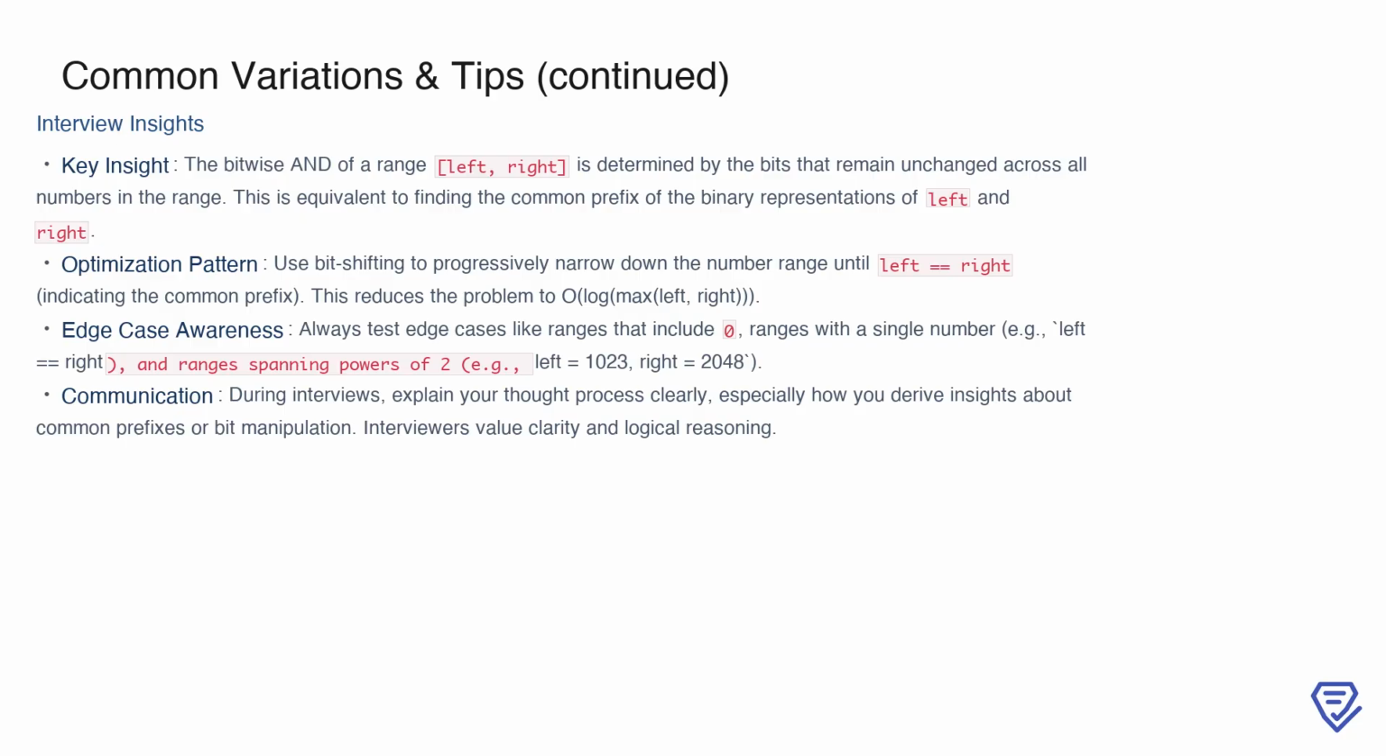It's also crucial to consider edge cases, such as ranges that include 0, ranges with a single number, and ranges spanning powers of 2, like from 1023 to 2048. During interviews, clarity in communication is critical. Explain your thought process step by step, particularly how you identify the common prefix and why your approach is efficient. Logical reasoning and clear explanations leave a strong impression on interviewers.